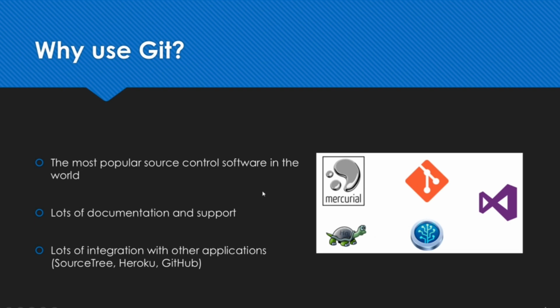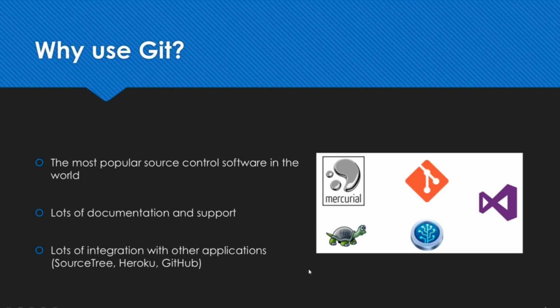The first is that it's the most popular source control software in the world. By far, it is the most popular and it has the most support. It has a lot of documentation, support, courses just like this one, and videos. You can find them all over the place because Git is the industry standard for source control. On top of that, it has integration with many applications.